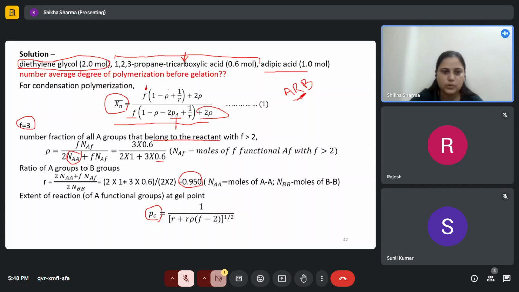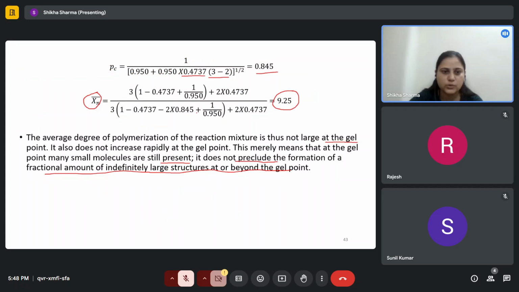We don't know what the number fraction is. So how we calculated it is from the formula given below, and then we needed to calculate the R value also, because we also don't know in which ratio group 1 is reacting with group 2. So we calculated the R value and then we calculated the extent of the reaction at the gel point from this formula. So we calculated these three values and we put them into the number average degree of polymerization formula, and we got 9.25 as the value of the degree of polymerization, right?